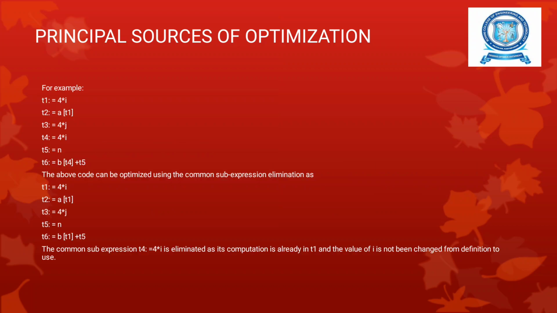For example, if we have T1 is equal to 4 star I, and at the same time T4 is also 4 star I, and the value of I does not change in this three-address code, we can use the common sub-expression elimination technique. Instead of T4 we can use T1, when the I value does not change through this line of execution.